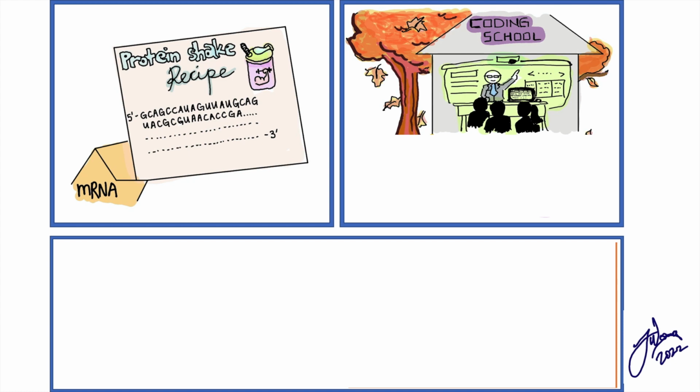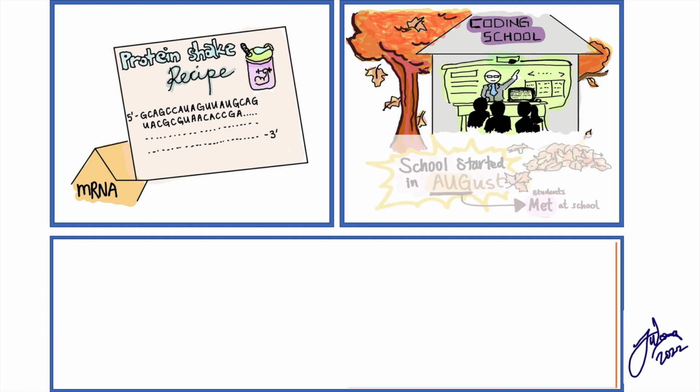So where does the codon start within the message? Well, remember, you attended coding school, and school started in August, abbreviated as AUG. The start codon is AUG. This should be easy to remember since school usually starts in the fall. So just remember AUG as in August, and you will remember the start codon.